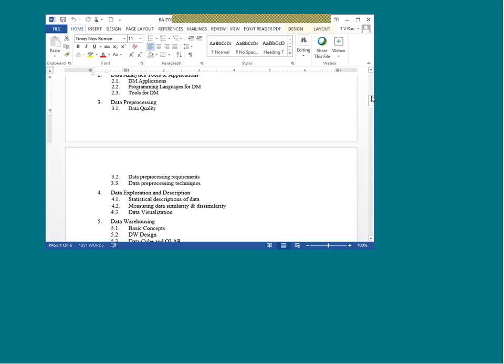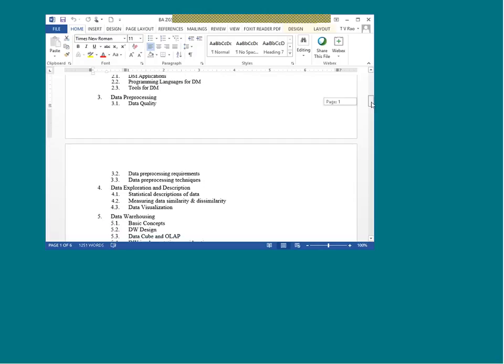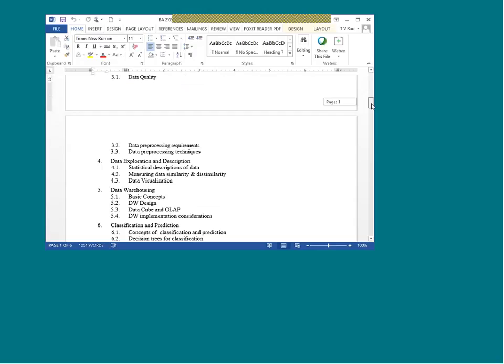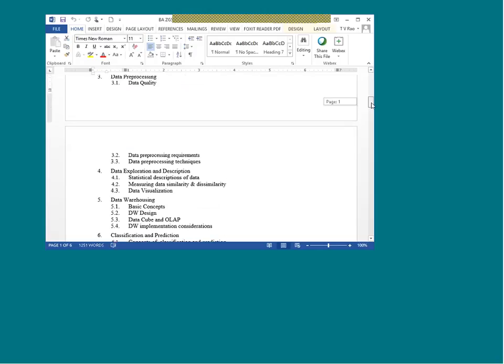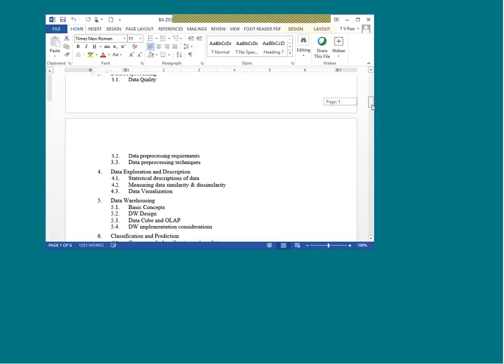Then we are going to look at data exploration and description. Even with data, it's fine if there are 3 numbers on your screen, you can get an idea about those numbers. But what about if you have a million numbers? So we will look at some ways to explore the data and be able to describe the data.